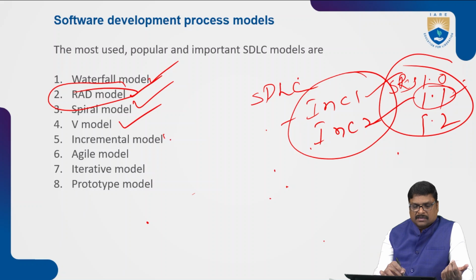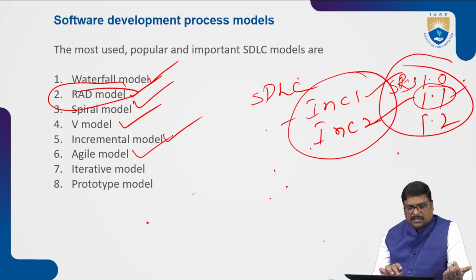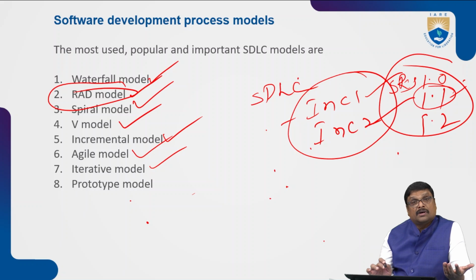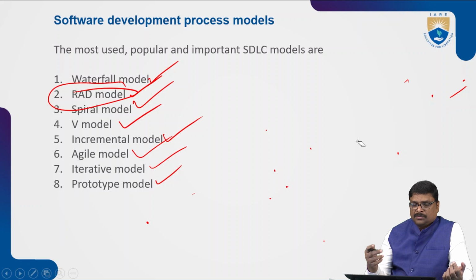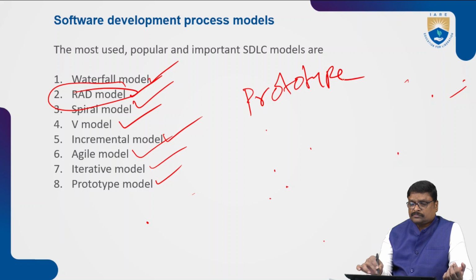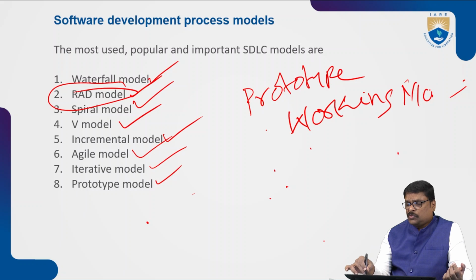Of course, we discussed the Agile model briefly. Then the Iterative model, where we do it in different iterations. The last but not least is the prototype model. Why we need to build a prototype model is, a prototype is nothing but a working model. Why do we have to build a working model? It is as per the software engineering process.